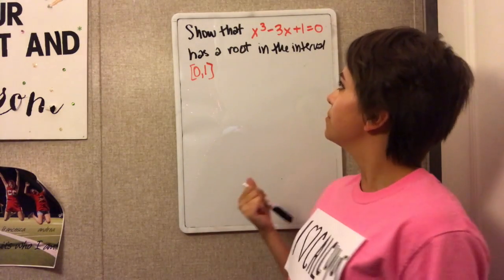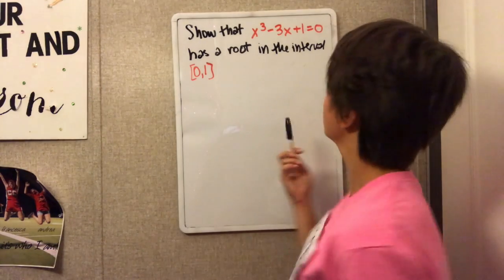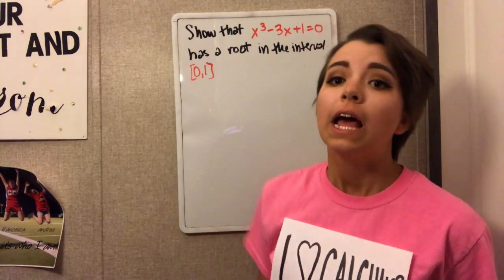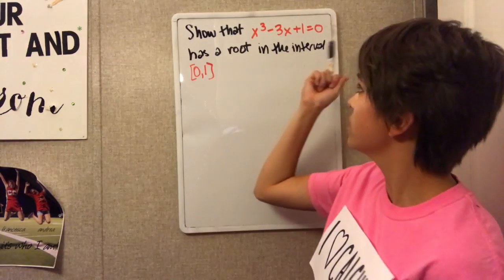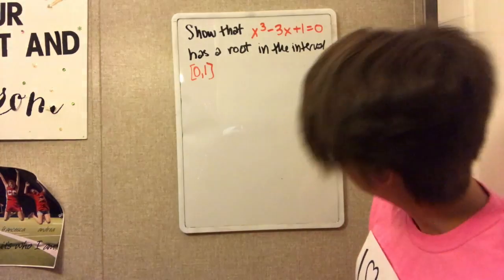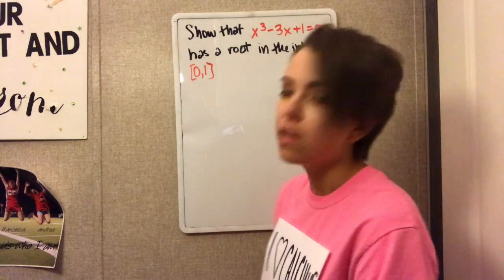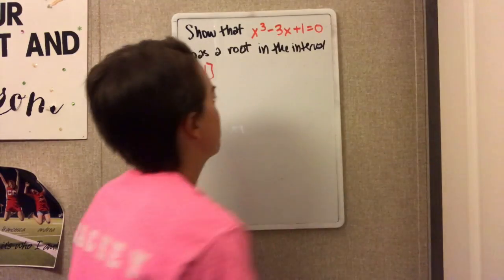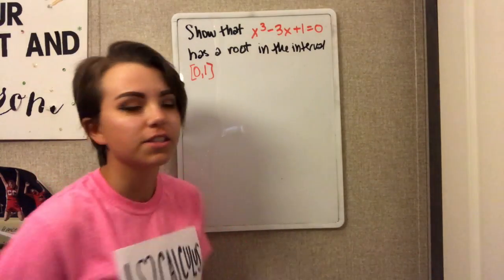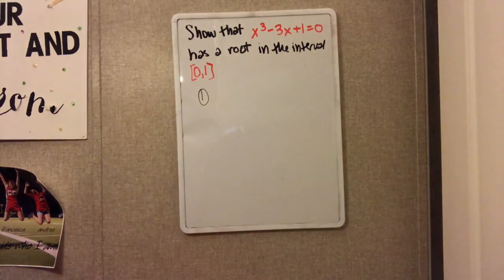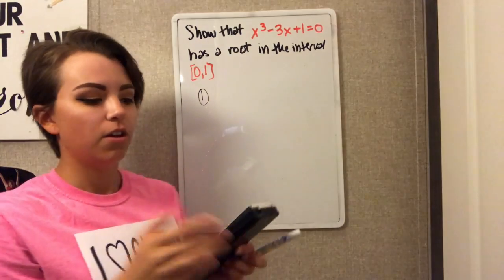Alrighty, so I have a practice problem up here. Show that x cubed minus 3x plus 1 equals 0 has a root in the interval 0, 1. Now a root is just where the equation equals 0, and bada bing, bada boom, it's already there. So now we just need to determine if this function can be solved with IVT. So first off, we need to find out if it's continuous.